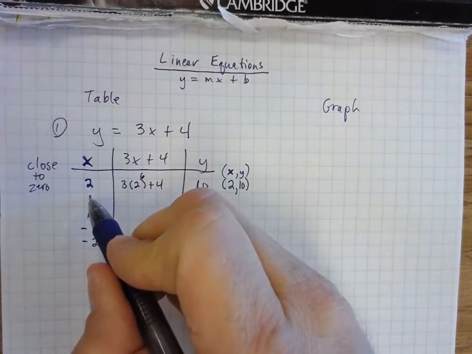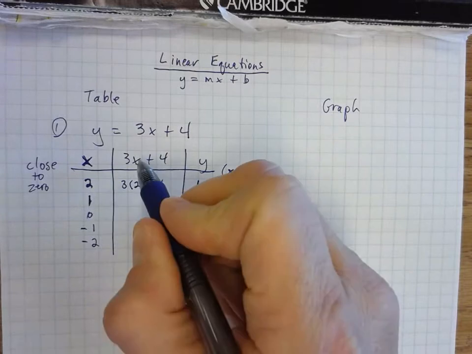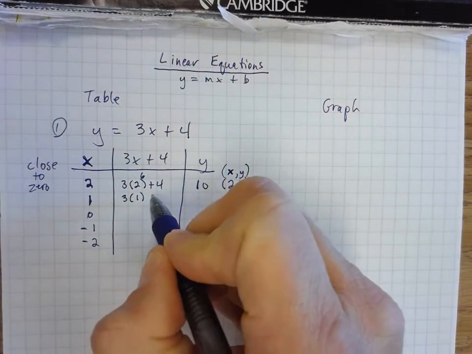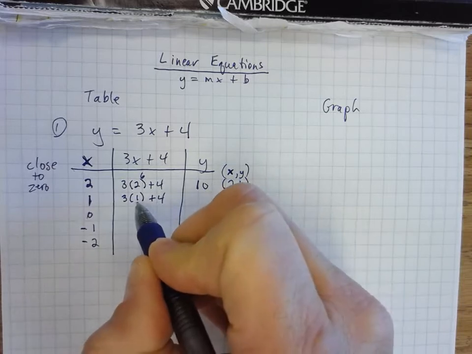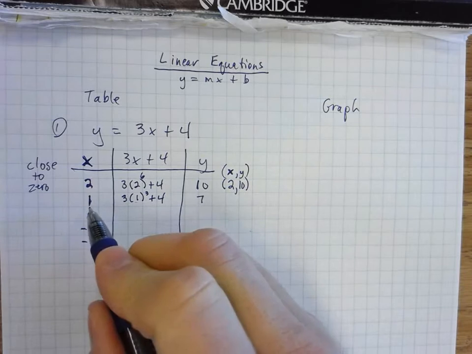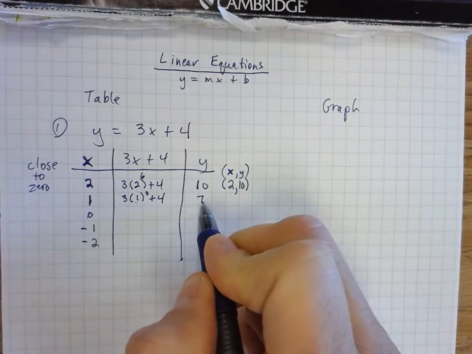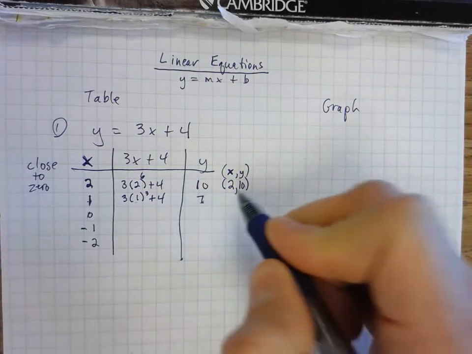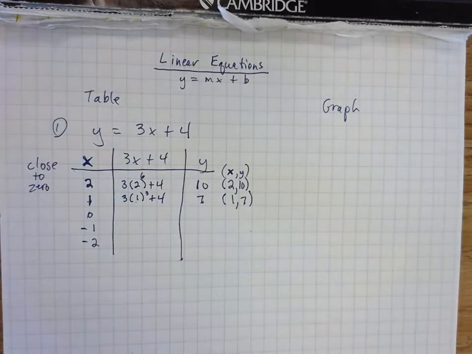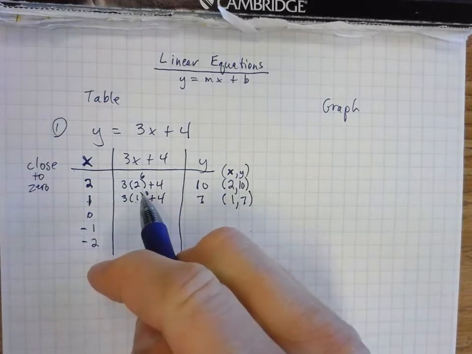Okay, the next x number we're going to use and put in for x is 1. So that's 3 times 1 plus 4. What's 3 times 1? 3. 3 plus 4 is 7. So my next ordered pair I'm going to write down is (1, 7). The x number comes before the y number. (1, 7).